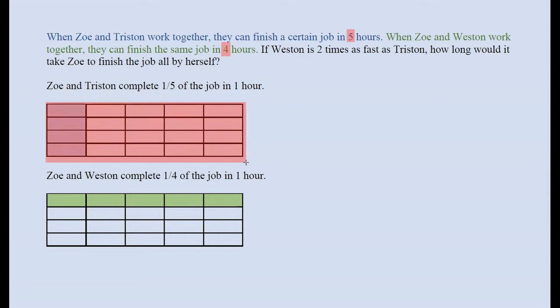They take 5 hours to do the entire job. What part of the job will they be able to do in 1 hour? The answer is 1/5. I do the same thing with the green sentence. When Zoe and Weston work together, they can finish the same job in 4 hours. In 1 hour, they will do 1/4 of the job. And that's what I have in my visual representation.